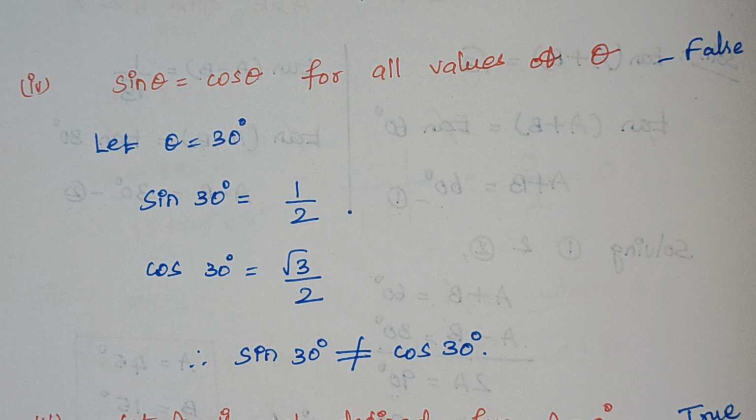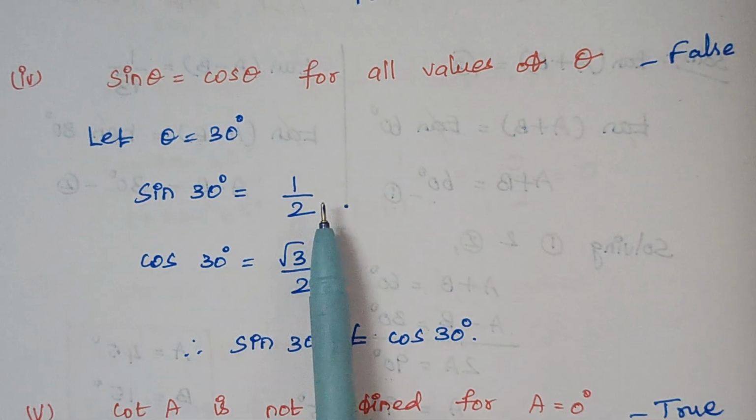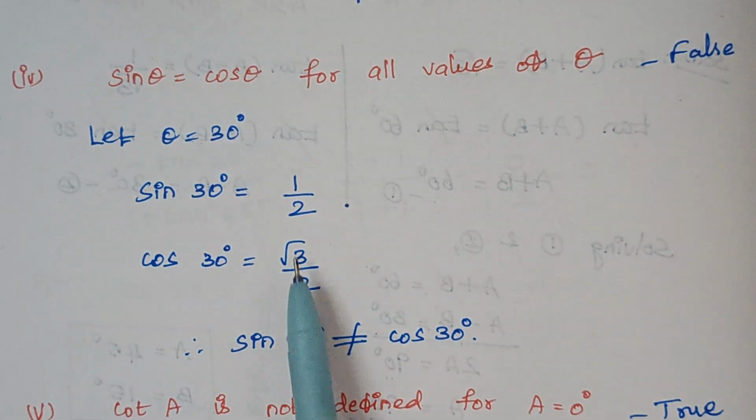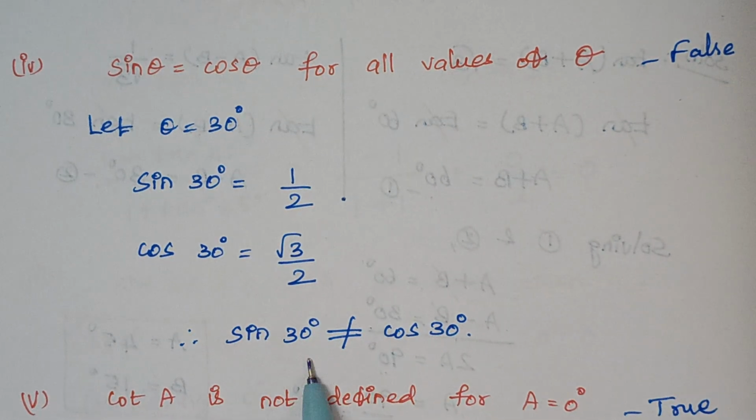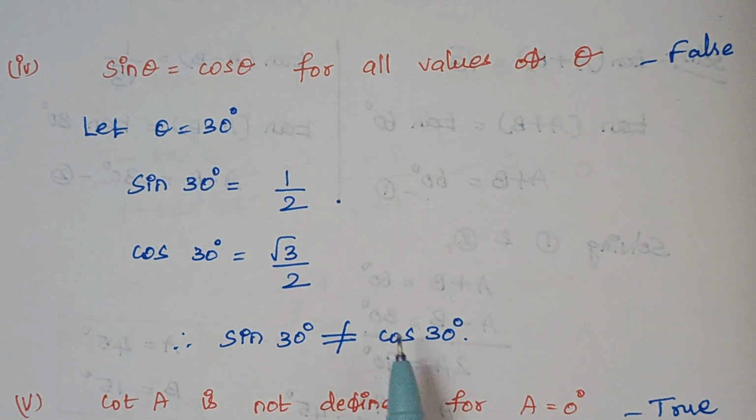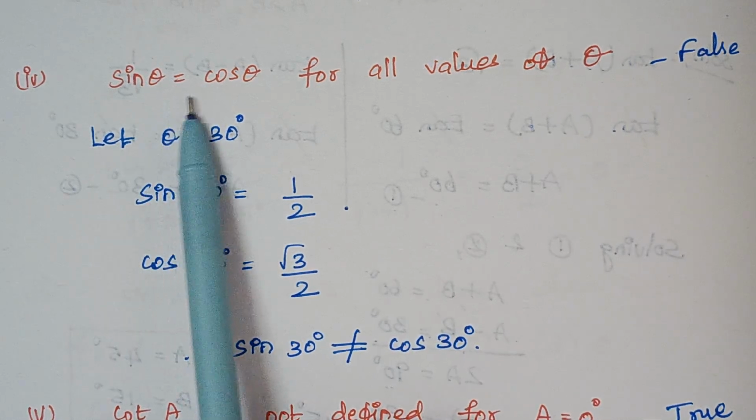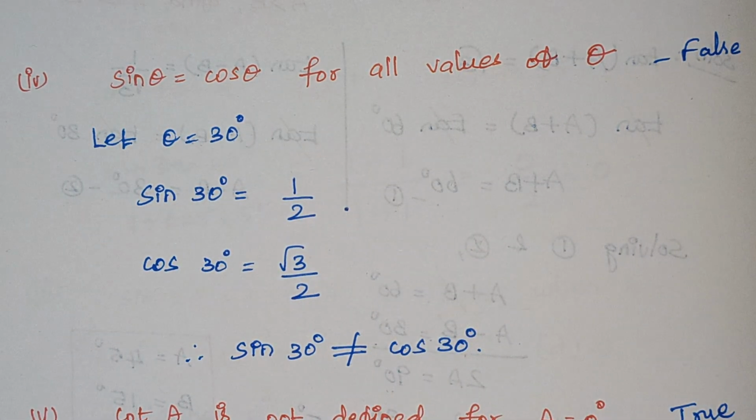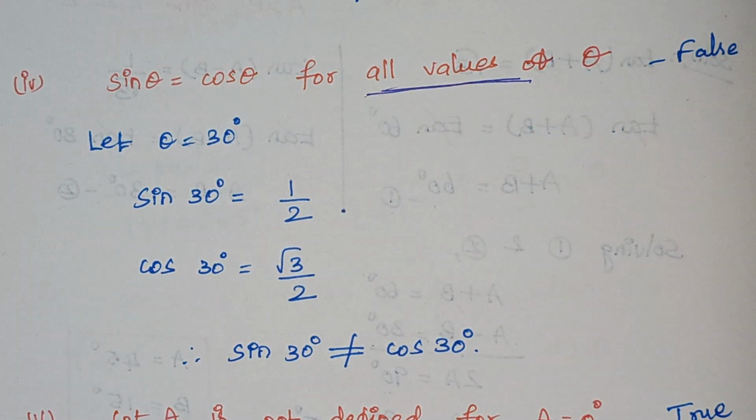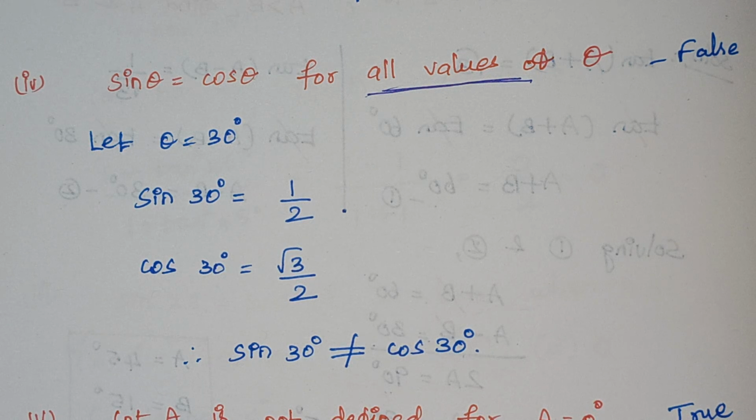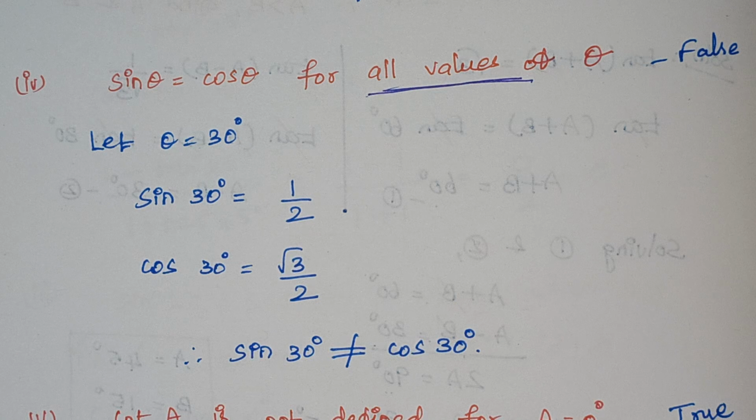So theta is 30. Here sin 30 is 1 by 2 and cos 30 is root 3 by 2. Therefore, sin 30 is not equal to cos 30 degrees, as sin theta is not equal to cos theta for all values of theta. That is the main thing. When is it equal? Only when theta is 45 degrees, right?